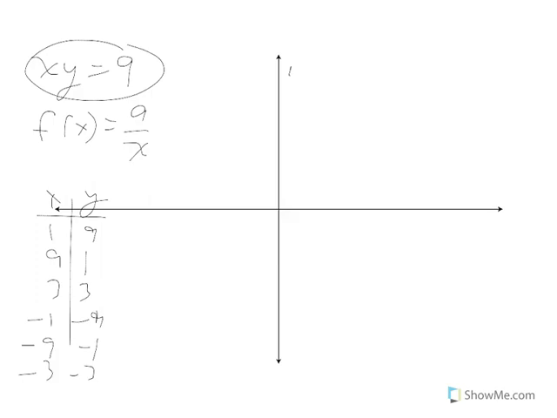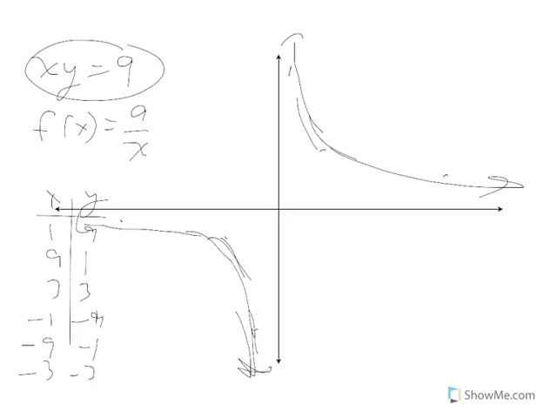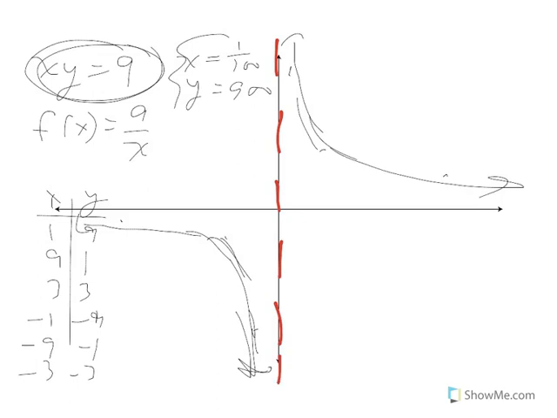And if I were to graph all these, it looks something like that. And the full picture looks like this. These are two branches of what's called a hyperbola. And notice that if you pick something really close to 0, like 1 over 100, you would need a really big y value to make up for that. And that's why we get something called a vertical asymptote in the y-axis.